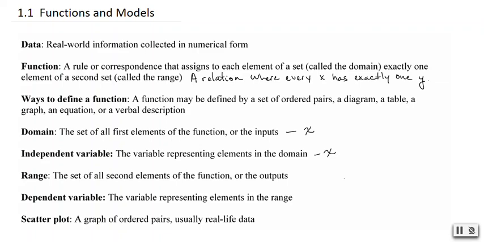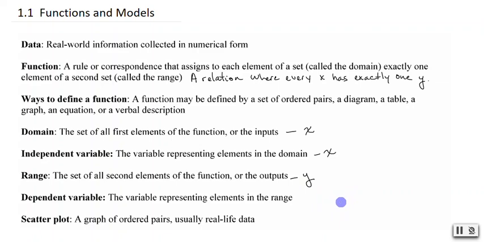And the range is the set of all second elements of the function, or all of the outputs. These are all of the y's. Okay, so the y's, the things that come out of a function, are our dependent variables. The value of y depends on what you put into the function as x. So you put in an x and out comes a y. The y is dependent on the x.